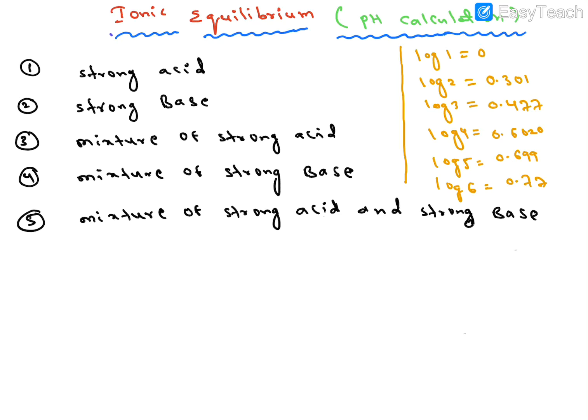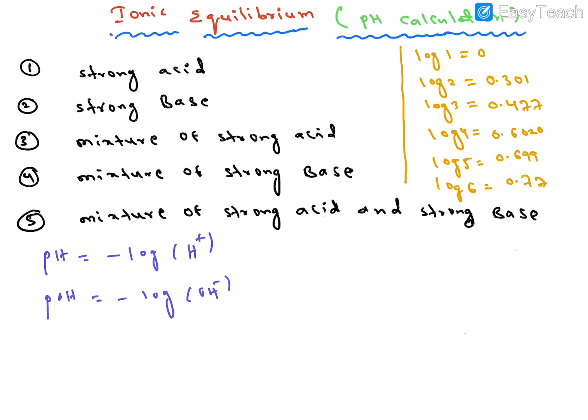So before going to the pH calculations, we want to know some basic information about pH calculations. The pH is calculated from the concentration of H plus ions. The pH is equal to minus logarithm of H plus concentration. And next, pOH: the pOH is equal to minus logarithm of OH minus concentration.